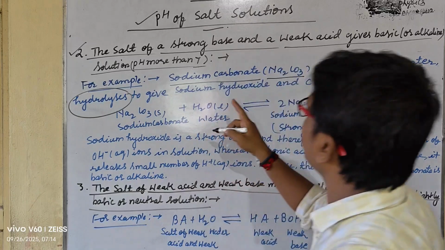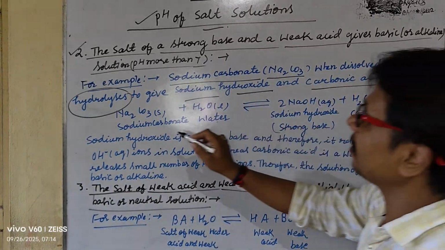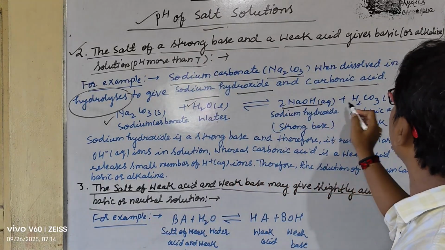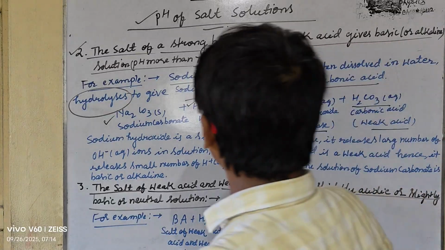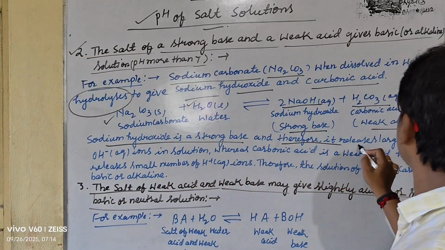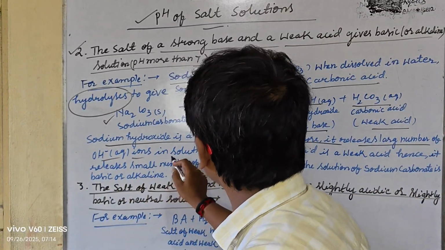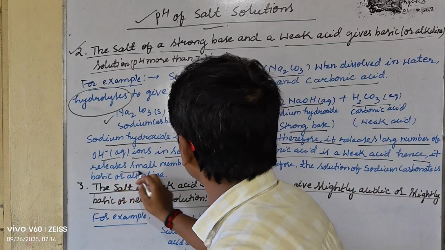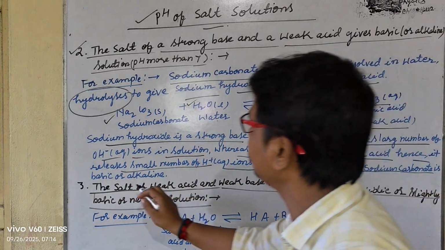It hydrolyzes to give sodium hydroxide and carbonic acid, so there is a strong base and a weak acid. Sodium hydroxide is a strong base and therefore it releases a large number of OH minus ions in solution, whereas carbonic acid is a weak acid and it releases a small number of H plus ions. Therefore the solution of sodium carbonate is basic or alkaline.